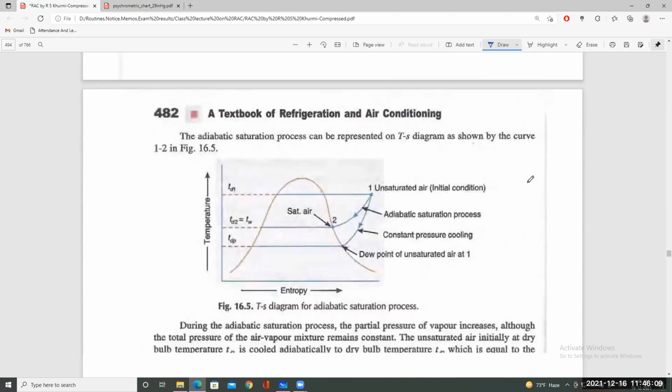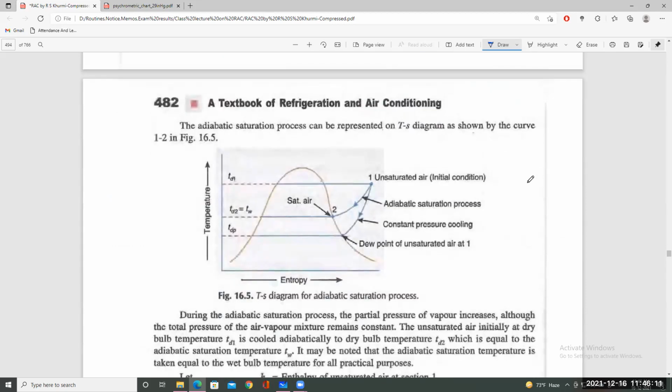So let us explain the adiabatic process through this T-S diagram. So what is given here? It is entropy S, and this is temperature T, and this is the psychrometric curve, and we have a temperature Dp, that is the dew point temperature, meaning the temperature when the vapor is fully saturated at a certain pressure.